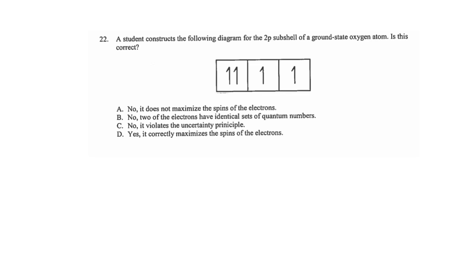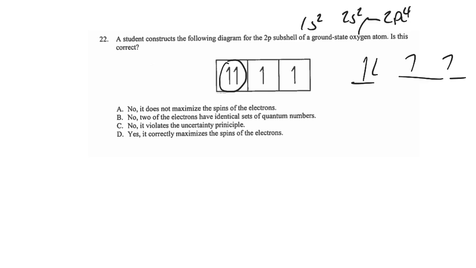A student constructs the following diagram for a 2p subshell for an O atom. O should be a 2p4 configuration following the 2s2 and 1s2. So 1s2, 2s2, 2p4. Is this correct? Of course it's not, because these two electrons here have the same set of 4 quantum numbers. They violate the Pauli exclusion principle. We should have had 1 up, 1 down, then the 2 upward. So these two are following Hund's rule by using 2 orbitals, maximizing their spin, and then spin pairing then satisfies the Pauli exclusion principle. So this is the wrong answer, wrong reason.